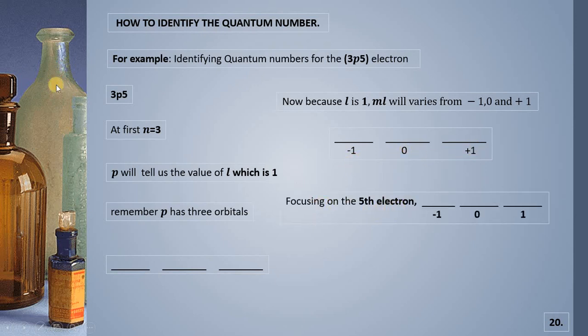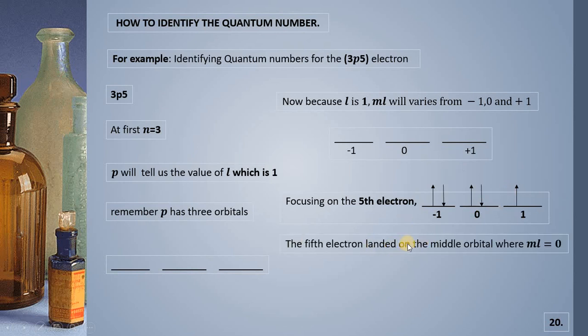So focusing on the 5th electron, we want to know the location of the electron. That is the main purpose of this presentation. At first, using Hund's principle, the first electron is on minus 1, the second electron on 0, the third electron on 1, another electron facing down, which is the 4th one, and the 5th one is facing down. So we've known the location of the electron now.